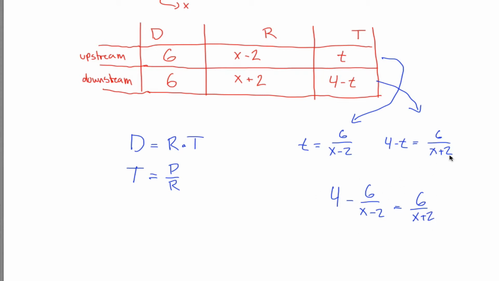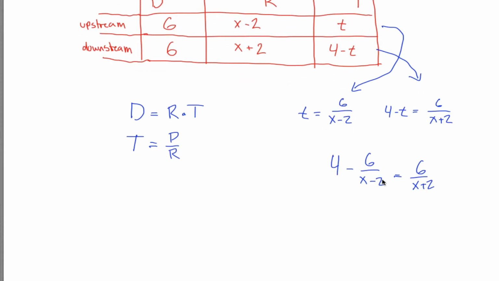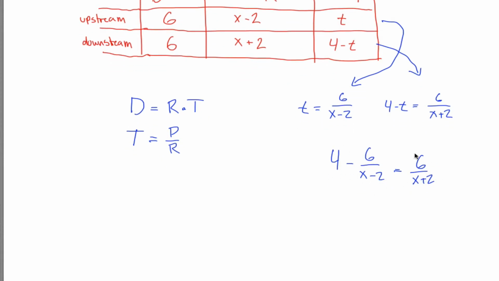Down here, I copied what I have right here. It's identical to what I have right here, with one exception. Instead of writing 4 minus t, I wrote 4 minus 6 over x minus 2. Where did this 6 over x minus 2 come from that I replaced the t with? Right here. t is equal to 6 over x minus 2. So I have this equation. This is a rational equation. It has one variable, the variable x. So I can solve it.